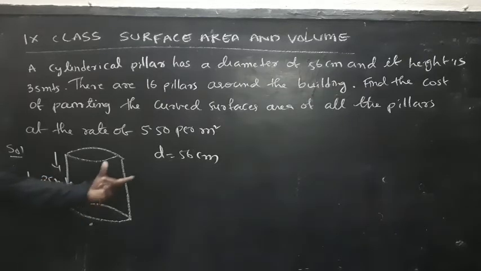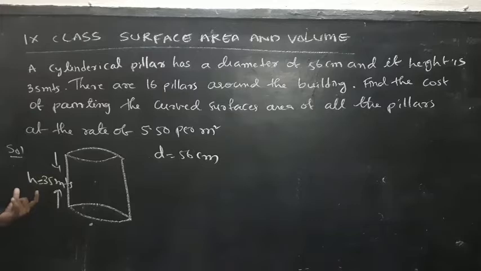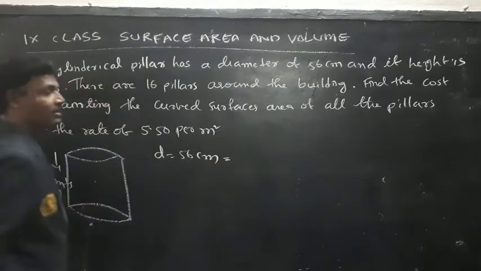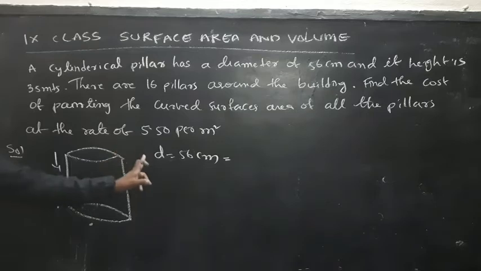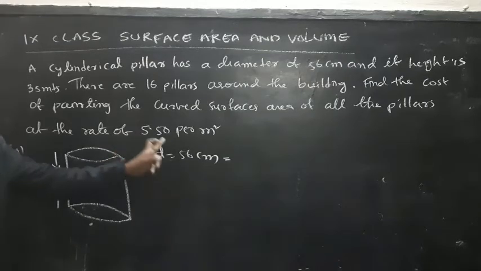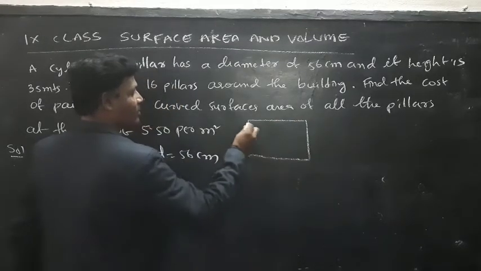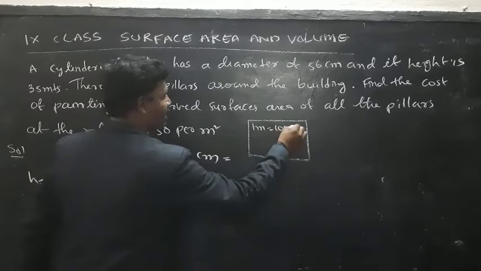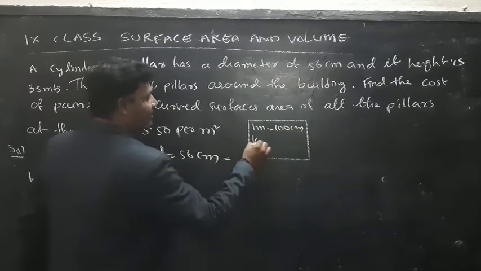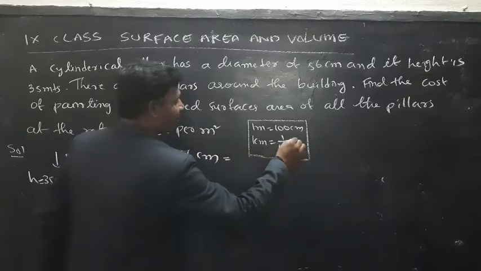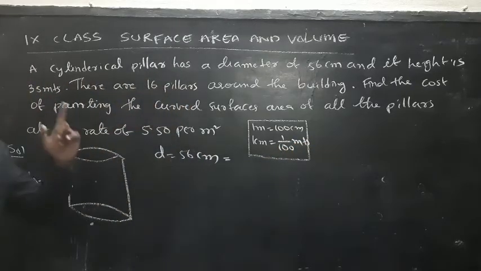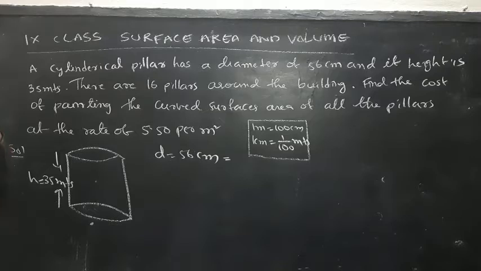See here, diameter is in centimeters and height is in meters. You may convert meters into centimeters or centimeters into meters. Here, I am going to convert the diameter into meters. Diameter is equal to 56 centimeters. To convert into meters, 1 meter is equal to 100 centimeters. Similarly, 1 centimeter is equal to 1 by 100 meters.